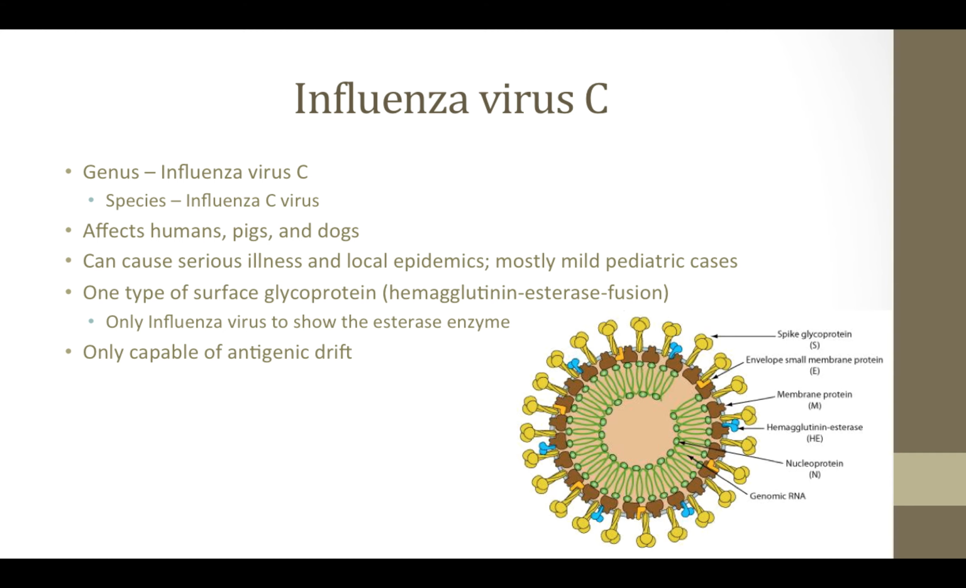Influenza virus C. The species of this genus is the influenza C virus. It affects humans, pigs, and dogs, and is capable of causing severe illness and epidemics on a local scale. But it is usually only associated with mild illness in children. This species differs from the others in that it only has one type of surface glycoprotein called hemagglutinin esterase fusion, and is the only one to show the esterase enzyme. Like the influenza virus B, it is only capable of antigenic drift.